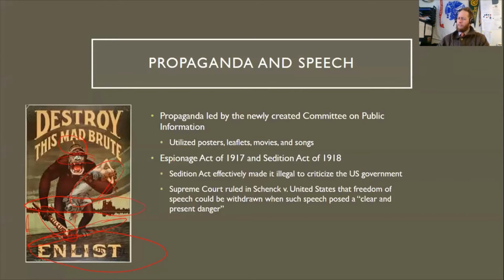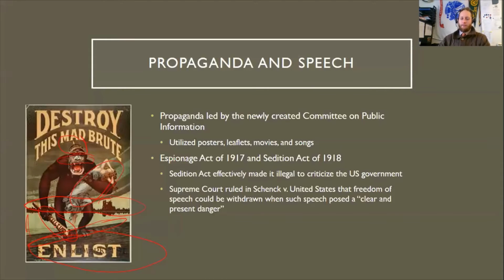We also have a little bit of a boo-boo from the federal government. We have the Espionage Act and the Sedition Act. These two acts together are going to frighteningly infringe upon U.S. citizens' right to free speech. The Sedition Act in particular effectively made it illegal to criticize the U.S. government, which, during wartime, you don't want to be criticizing your government. You don't want to be undermining the government. However, if you're not directly hurting the government, your free speech in general should be protected.